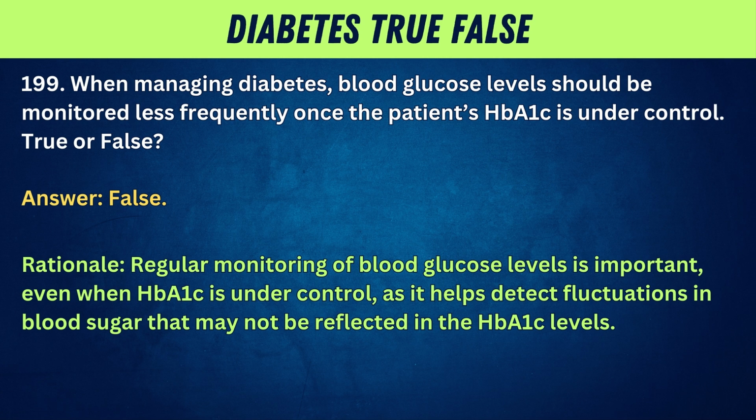199. When managing diabetes, blood glucose levels should be monitored less frequently once the patient's HbA1c is under control. True or false? Answer: false. Rationale: regular monitoring of blood glucose levels is important, even when HbA1c is under control, as it helps detect fluctuations in blood sugar that may not be reflected in the HbA1c levels.